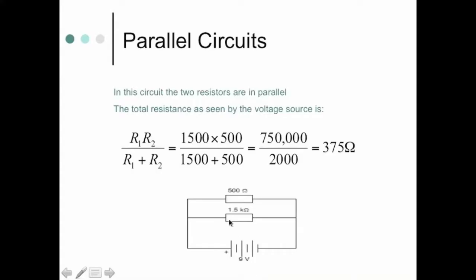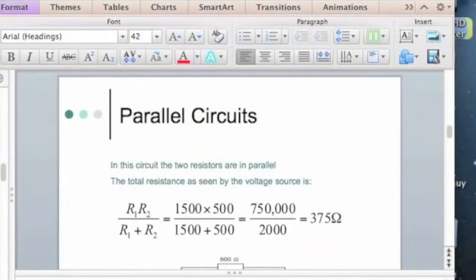But resistors in parallel, it's a lot different. The actual total resistance passing through this system would be R1 times R2 divided by R1 plus R2. Electrons would tend to go through the smaller resistor, or want to go through it. So it's a little more complicated, and this is the formula to do it.